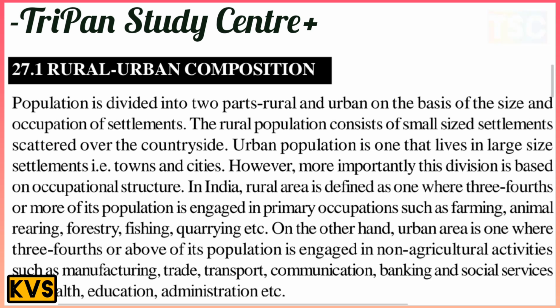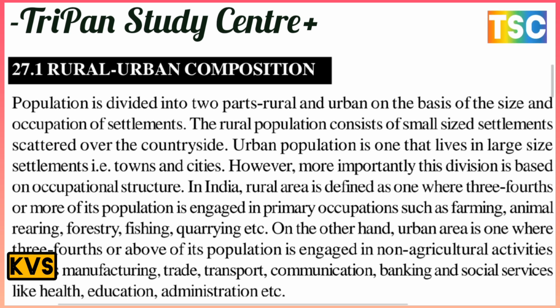In India, a rural area is defined as one where three-fourths or more of the population is engaged in primary occupations, such as farming, animal rearing, forestry, fishing and quarrying. These are the primary occupations. This is the primary sector.